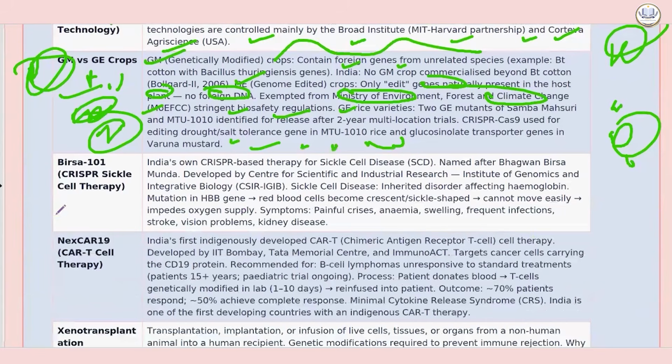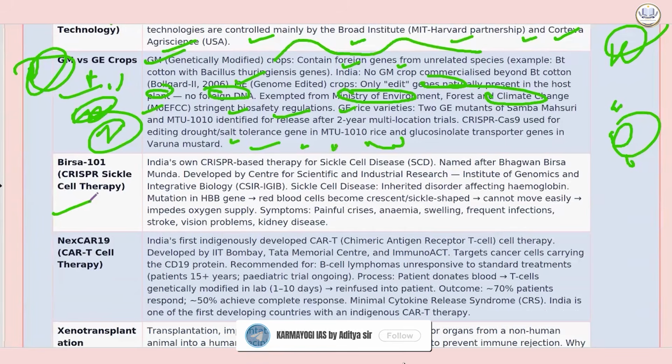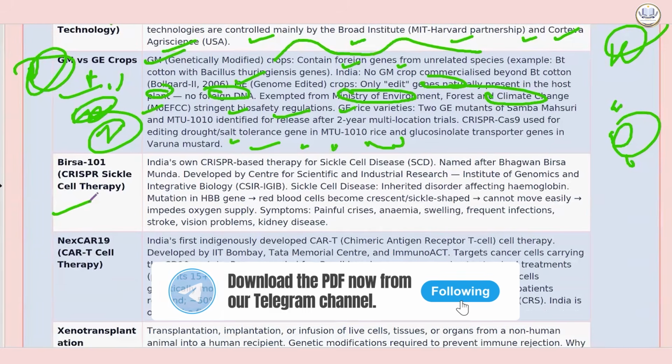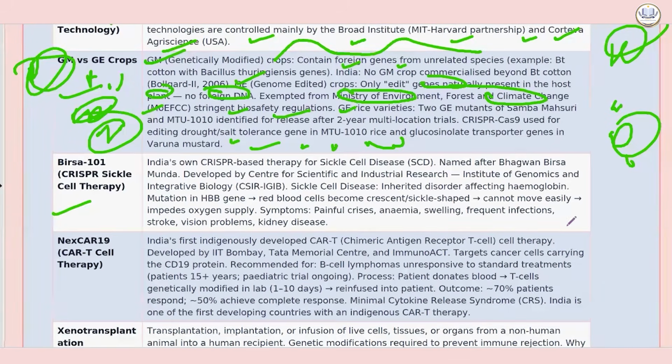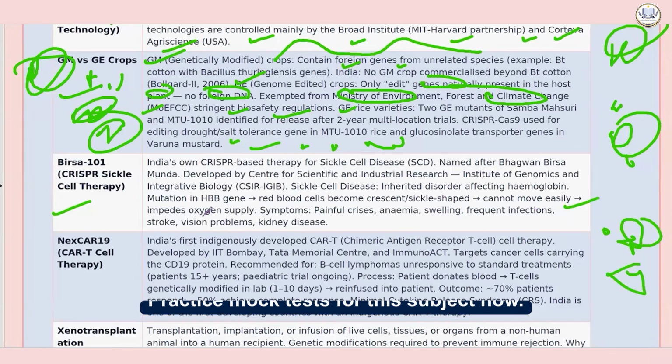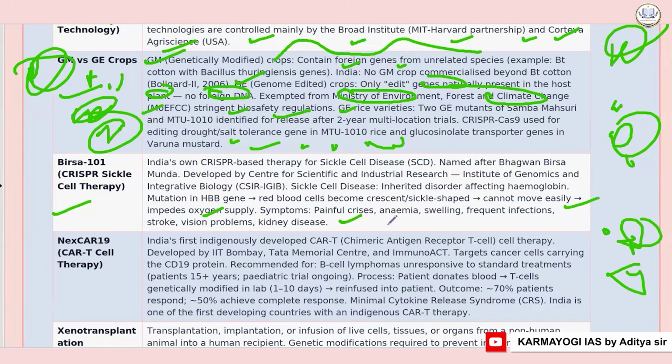Okay. Then we have BIRSA 101, CRISPR sickle cell therapy. So India's own CRISPR-based therapy for sickle cell disease, named after Bhagwan Birsa Munda, developed by CSIR and the Institute of Genomics and Integrative Biology, that is IGIB. Sickle cell disease is an inherited disorder affecting your hemoglobin. Mutation in the HBB gene makes the red blood cell crescent or sickle shaped, so it cannot move easily and impedes oxygen supply. Symptoms are painful crisis, anemia, swelling, frequent infections, stroke, vision problems, and kidney diseases.